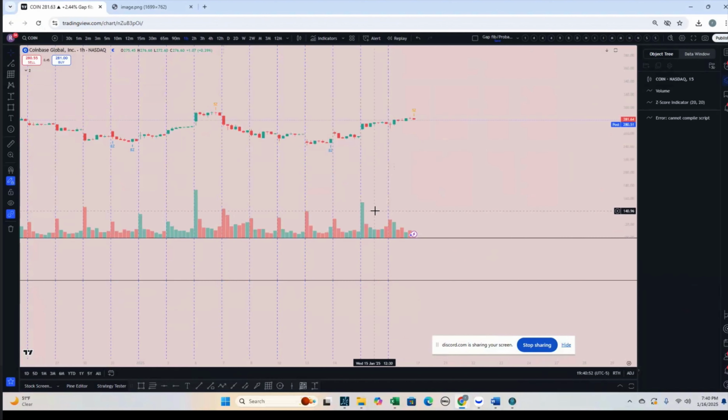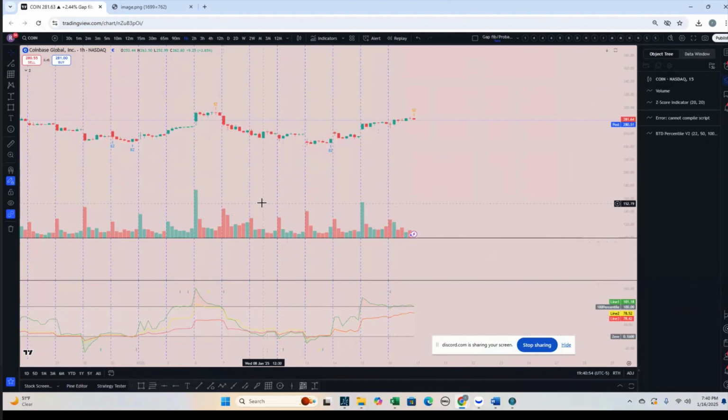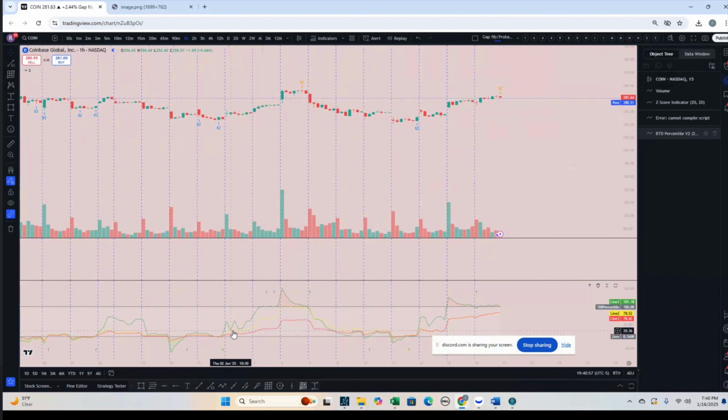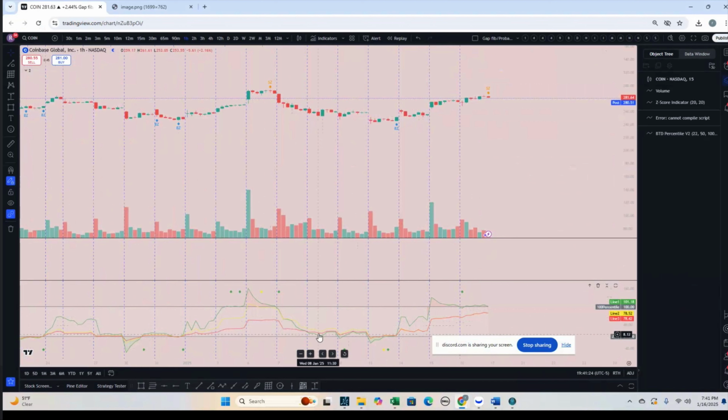This is another one I use. It's about the dip, basically. So anytime the green, yellow, and red go from the bottom and the green is on top, I'm looking for calls. Anytime the green crosses below the red or the yellow, I'm looking for puts. What is that one called? It's called buy the dip.